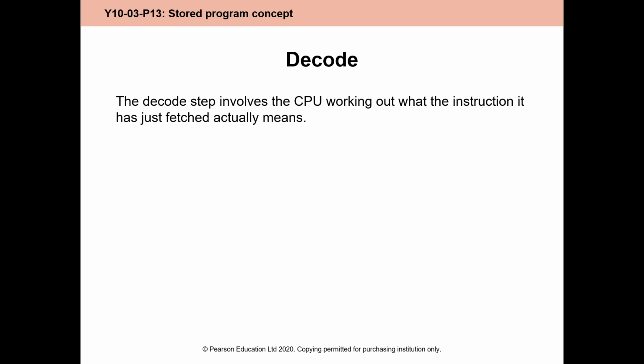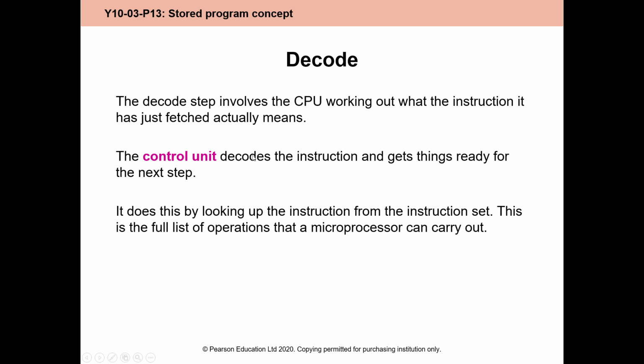Decode. Decode just means the CPU works out what it needs to do. So the control unit decodes the instruction. So remember, the CPU doesn't understand instructions like stand up, sit down, add, subtract. It only understands zeros and ones. It's just made up of logic gates, AND, OR, NOT, XOR, NAND, all of those kind of things.